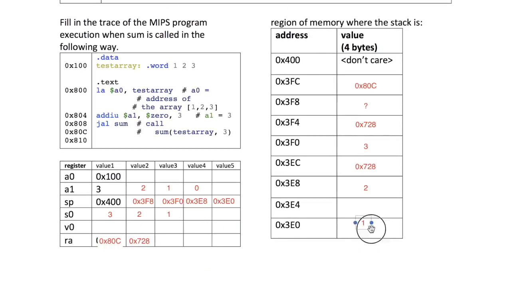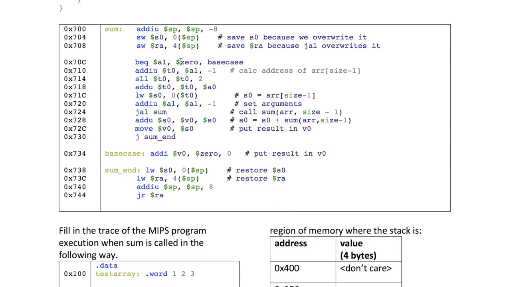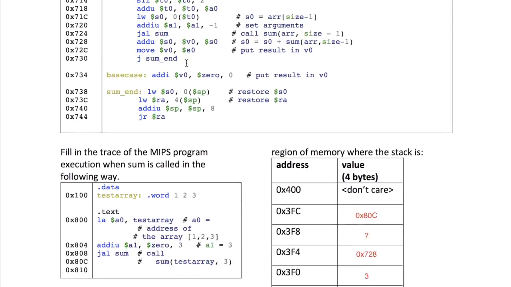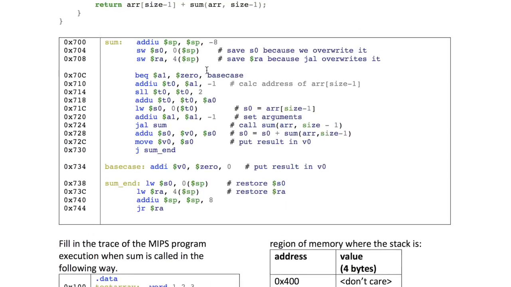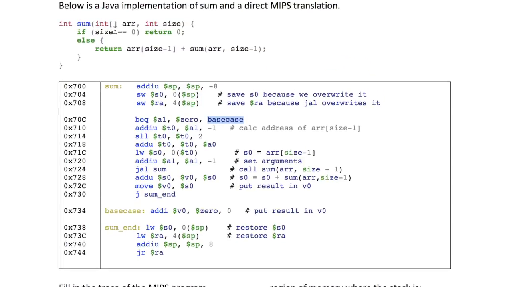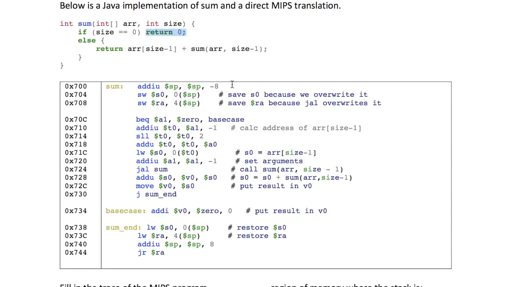So it's going to go here. RA's value is going to go here. And now A1 is being checked against 0. A1 is now 0. So we're going to jump to our base case. So now we're executing this part of the algorithm. So base case is down here.